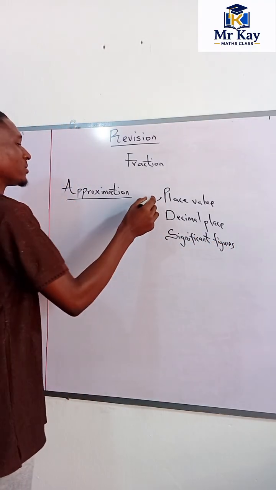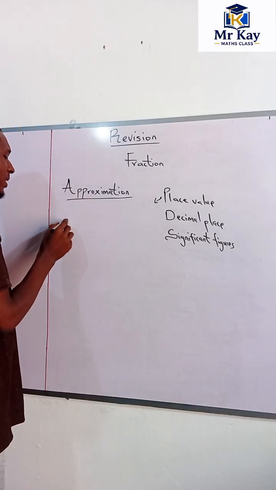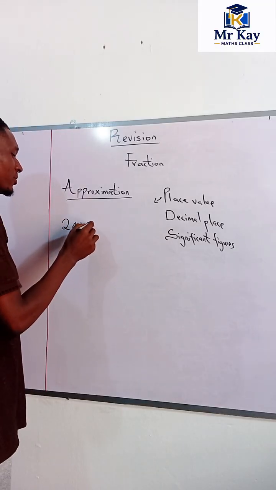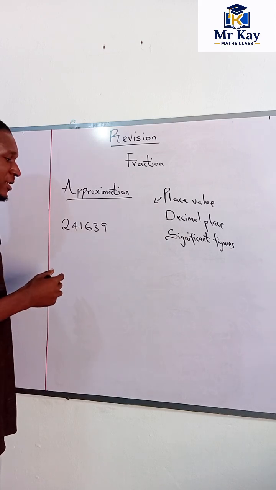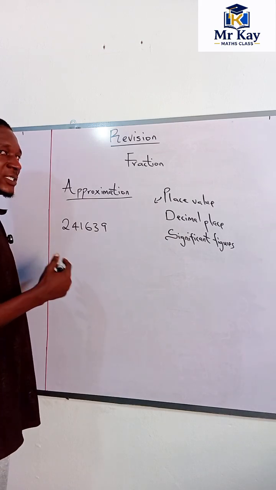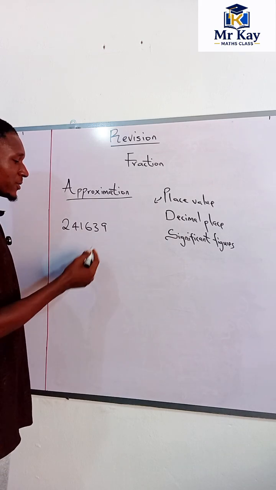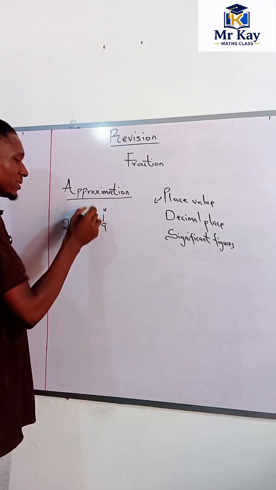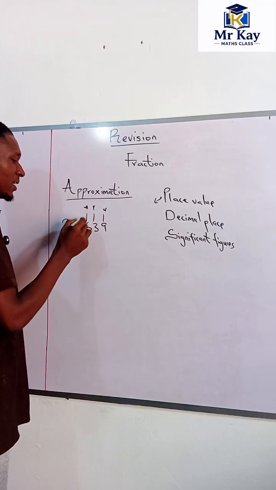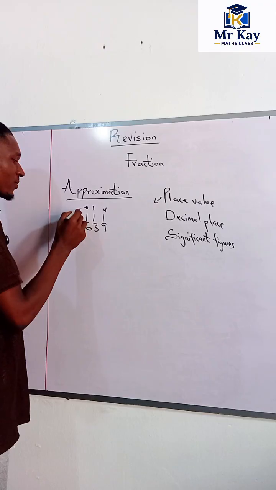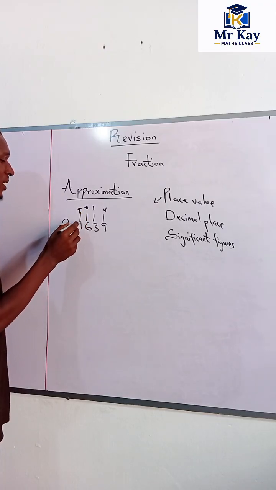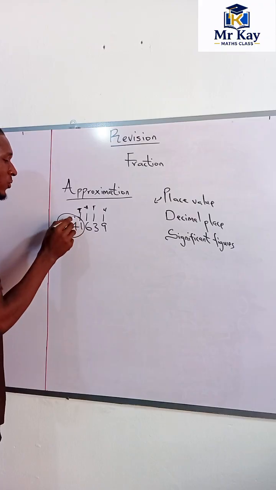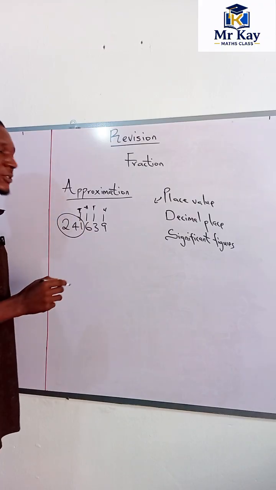The first one, which is place value, I can give you a number, 241639, and I ask you to approximate to the nearest thousand. Where is your thousand? You have to get your thousand. This is units, this is tens, this is hundred, and this is thousand. Therefore, the last number we are going to write is going to be under thousand. That means we are going to write 2, 4, and 1. We are going to stop at that thousand.